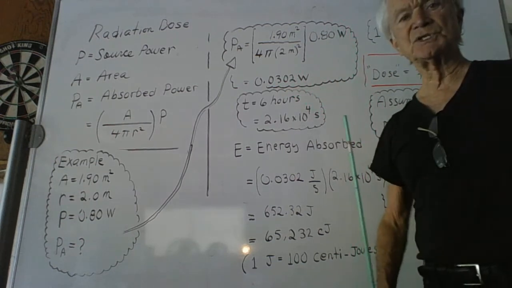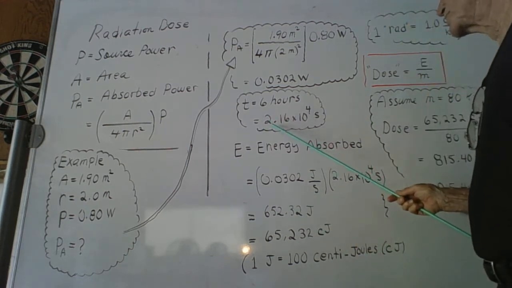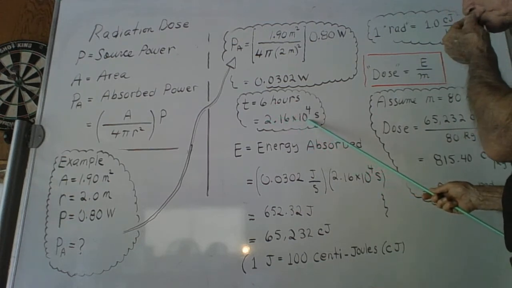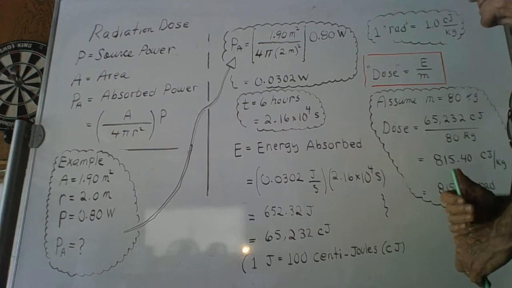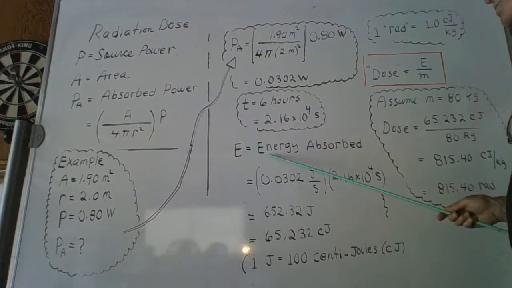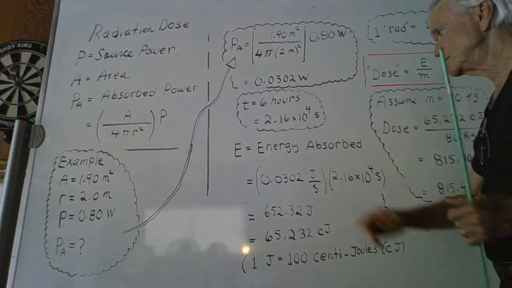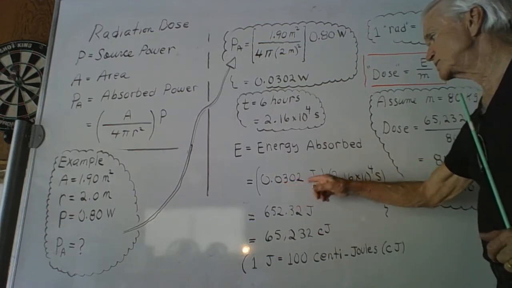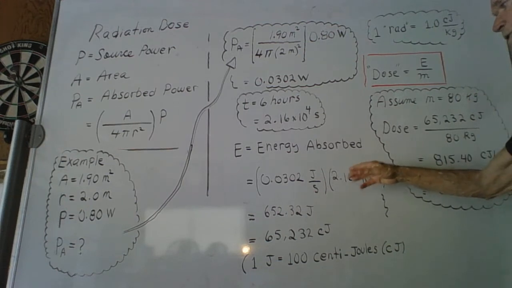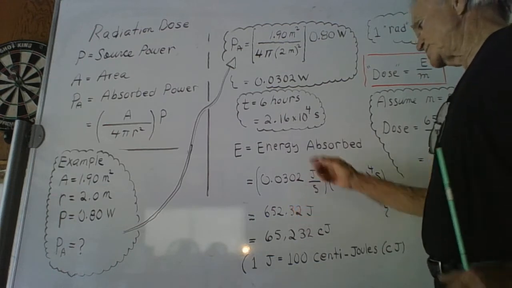Now imagine this person is working steadily at that location for 6 hours, which works out to 6 times 3,600 seconds, or that many seconds. All right, now let's take a step further and discover what was the energy absorbed during that 6-hour time period. Well, incident on her body is that fraction of a joule each second. We'll multiply it times the number of seconds to get the total number of joules absorbed by that person. 652.32.